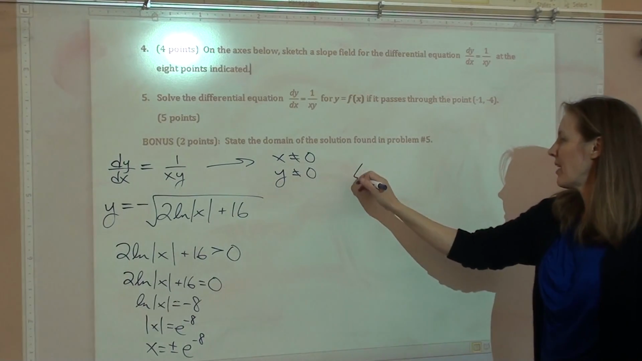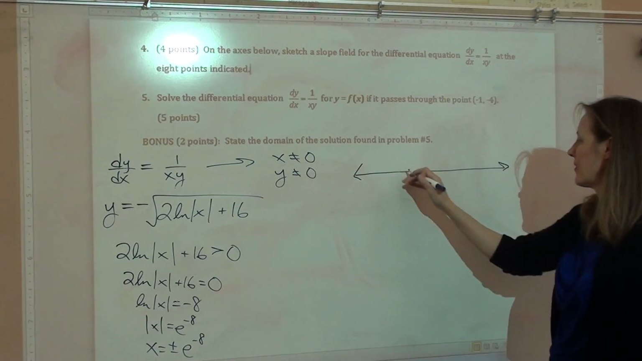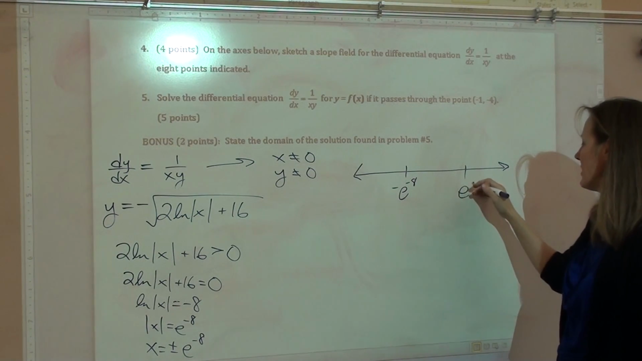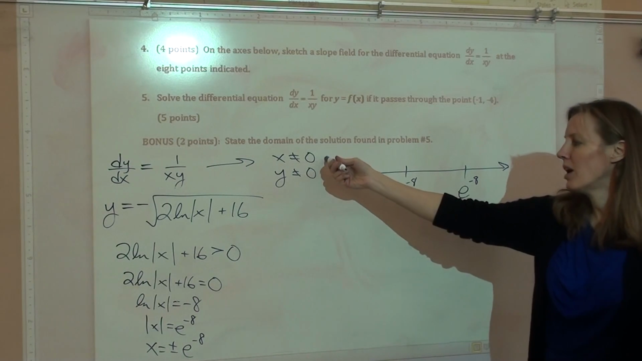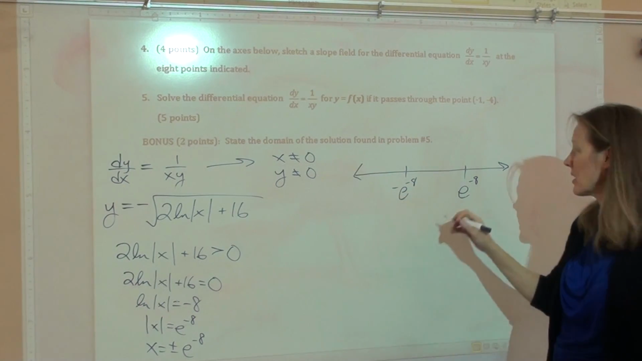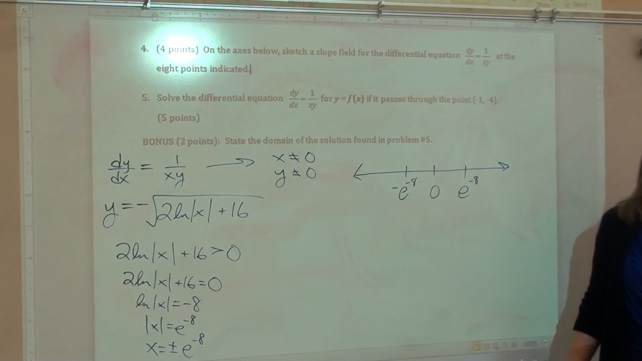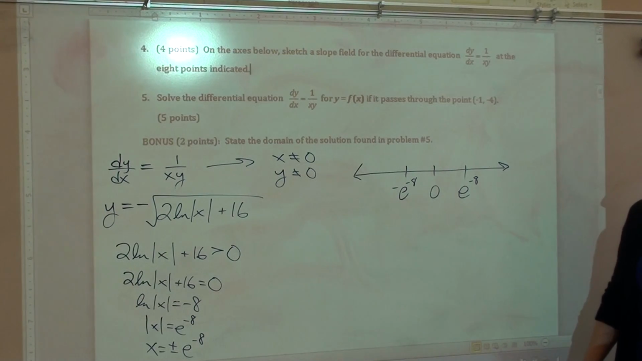Now we make a sign line. We have negative e to the negative 8, positive e to the negative 8, and we also have a critical number of 0 because x cannot equal 0. Alright, let's do this.